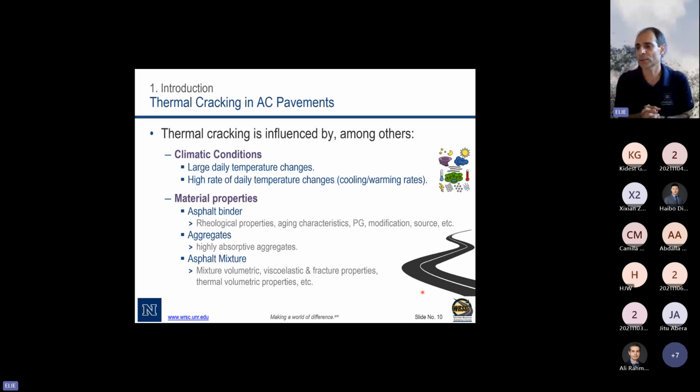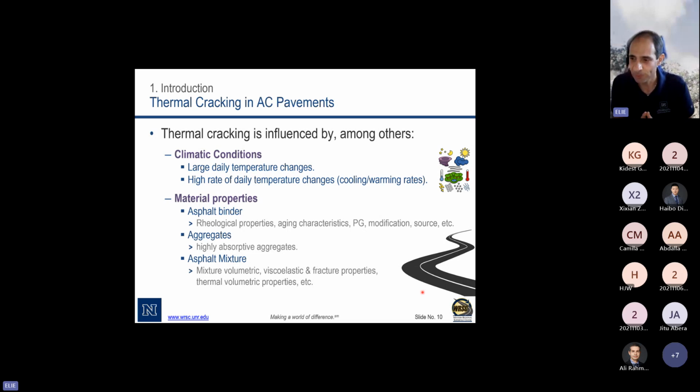So let's start a little bit with the introduction about thermal cracking in asphalt concrete pavement. First of all, I need you to realize that when we talk about thermal cracking, there are two major factors that influence the presence of thermal cracks in your pavement. One is the climatic conditions. So definitely it's about your climate. It's not only about how low or how hot it is, but also those daily temperature changes and the rate of change when you go from low temperature to high, that is, the warming rate and cooling rate.